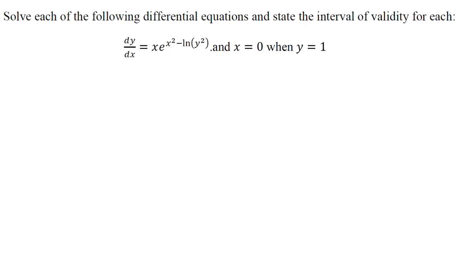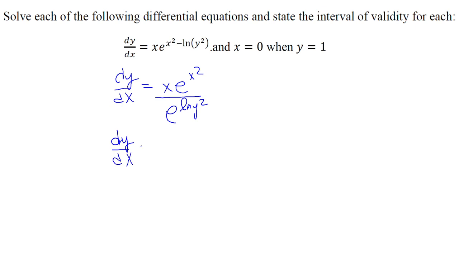So we're going to use our exponent rules once again here to just rewrite this as dy/dx is equal to x e to the x squared, and then we're going to divide by e to the natural log of y squared, right? Because we have x squared minus ln of y squared in the exponent. So when we have a minus sign there, we can drop it to the denominator as e to the ln of y squared. And we'll continue to rewrite this as dy/dx equals x e to the x squared just over y squared, because e to the ln of y squared is just y squared.